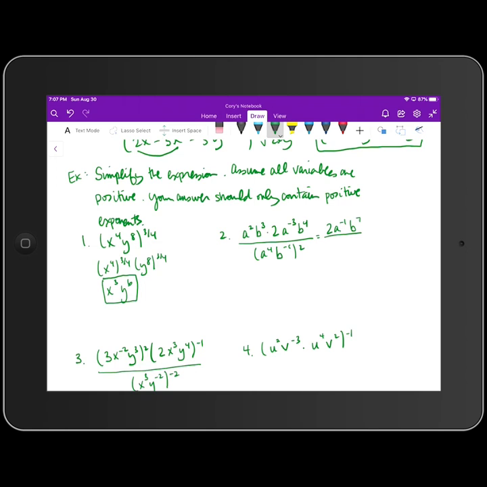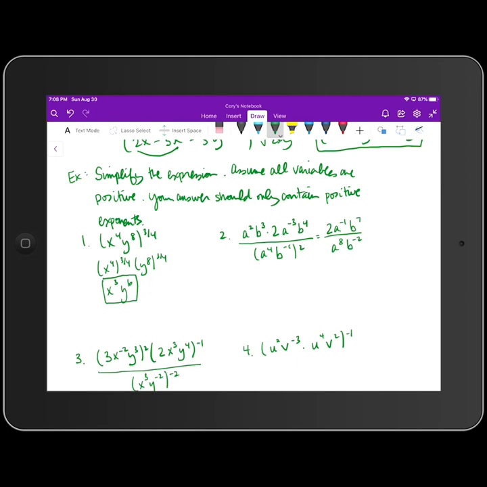Okay, on bottom, we have a to the 4th power times b to the negative 1 power, which we are squaring. So just like we did in the previous example, I'm going to apply that exponent to each of the factors, which is going to give me a power raised to a power, which means I'm going to multiply the exponents together. Okay, so the power for a is going to be 4 times 2, which is 8. And the power for b is going to be negative 1 times 2, which is negative 2.